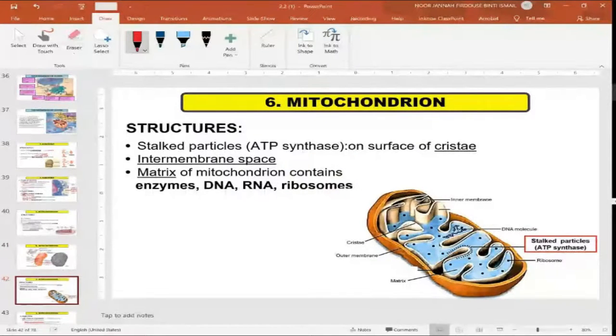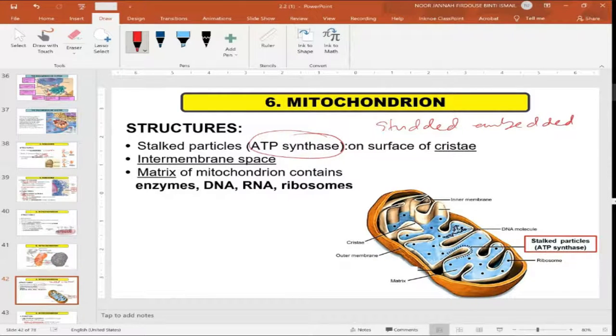Stalked particles iaitu enzyme ATP synthase, enzyme yang menghasilkan ATP, are studded. Perkataan dia studded maknanya ataupun embedded on surface of cristae.